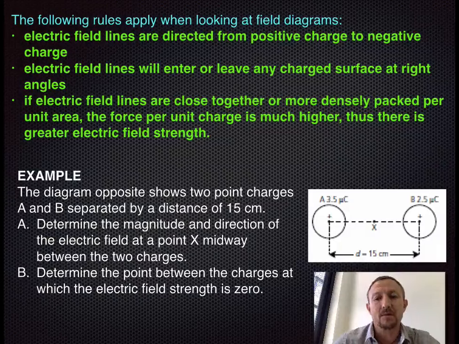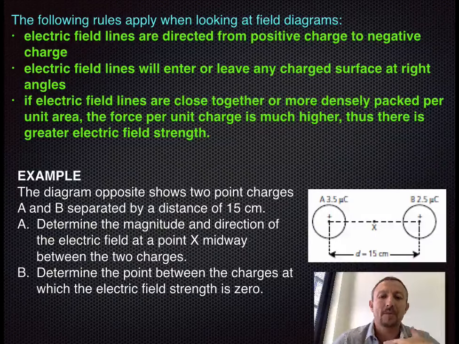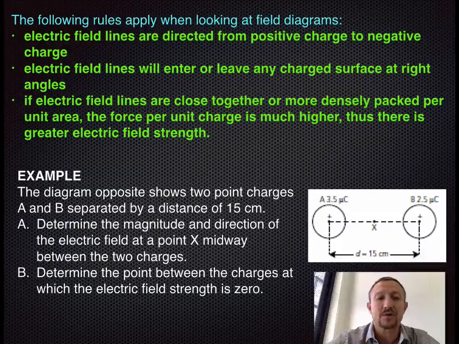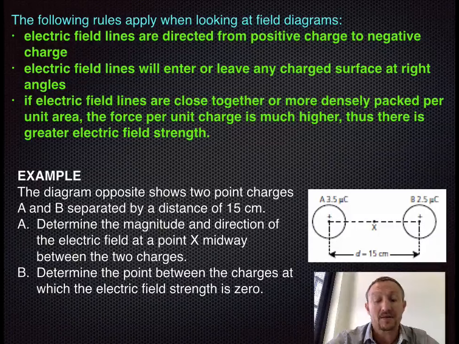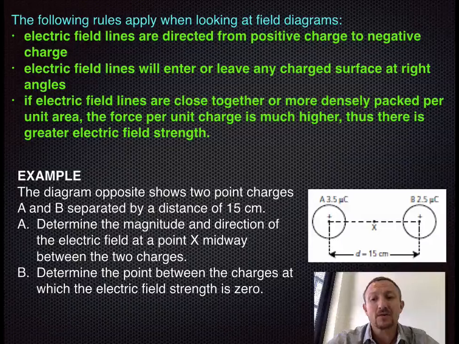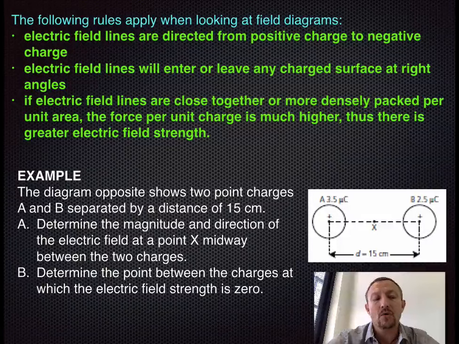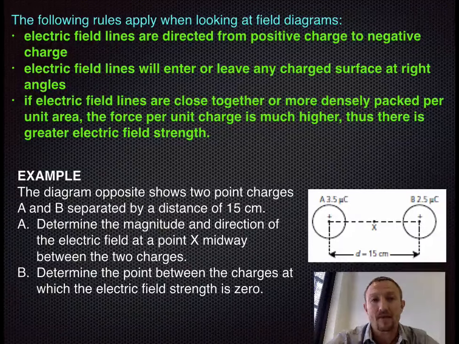So here's an example as to how we can determine the electric field strength. In the diagram opposite, I've got two charges, A and B, which are placed at a distance of 15 centimeters. Charge A is 3.5 microcoulombs and charge B is 2.5 microcoulombs. You are asked to determine the magnitude and direction of the electric field at a point X midway between the two charges, and then determine the point between the two charges at which the electric field strength is 0.